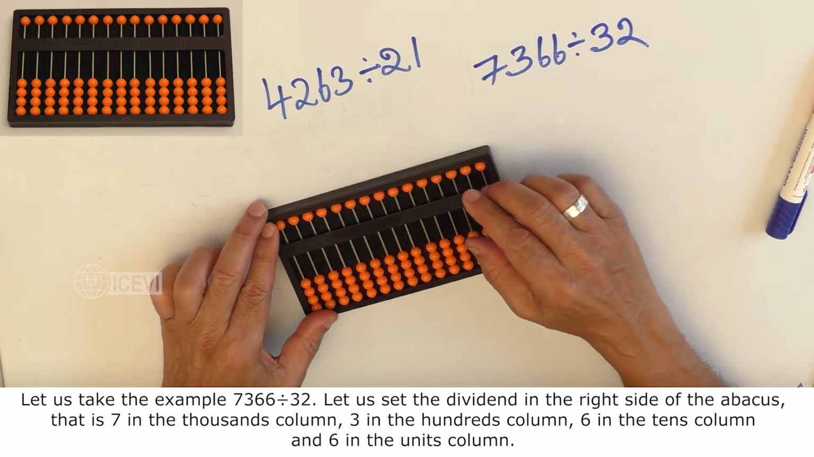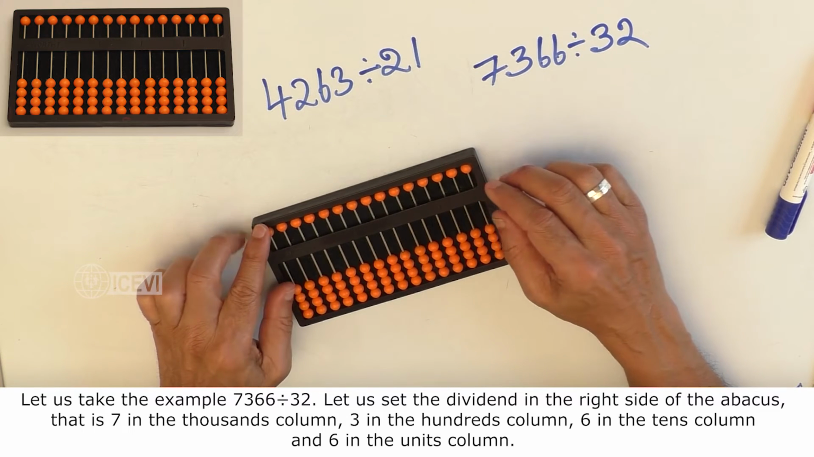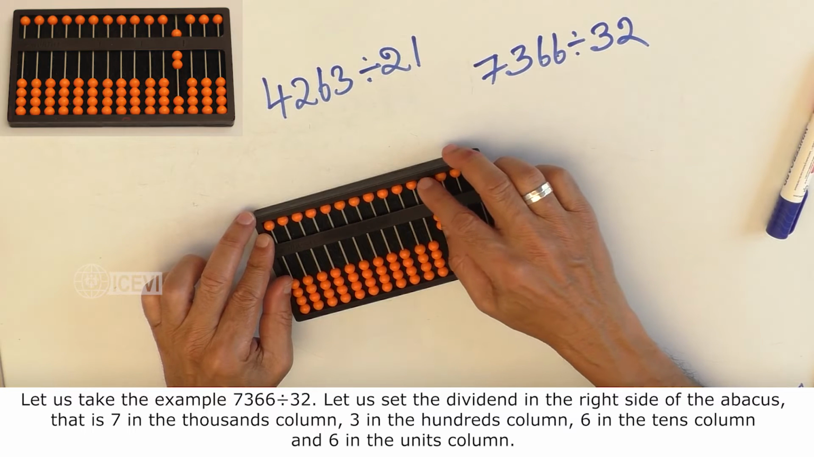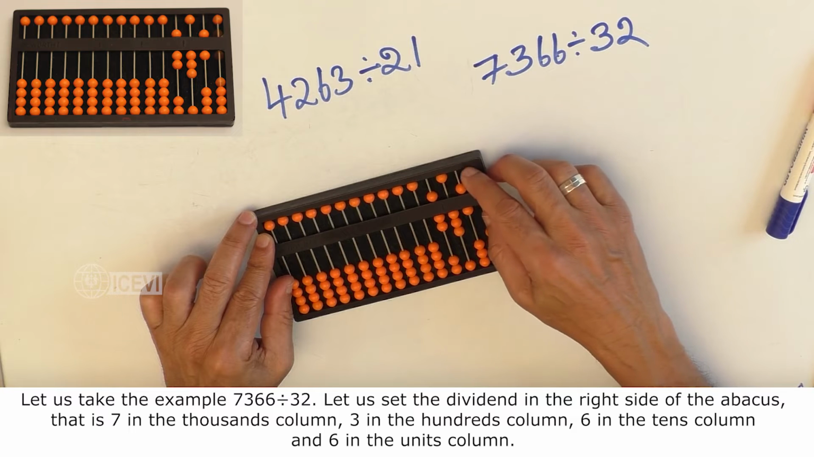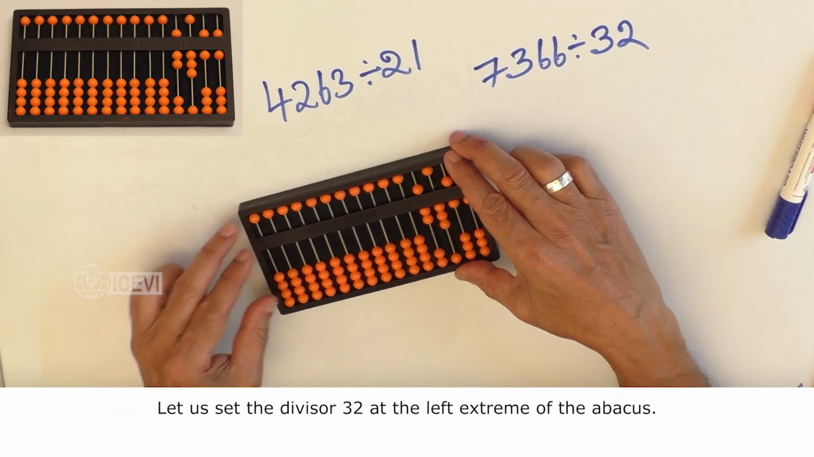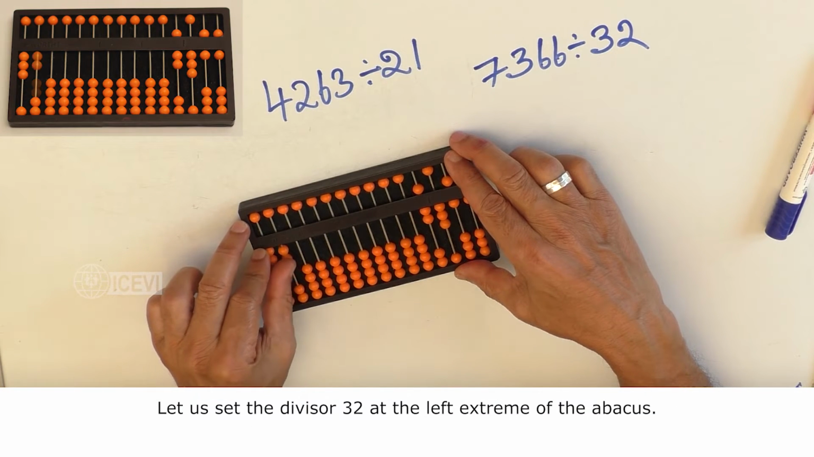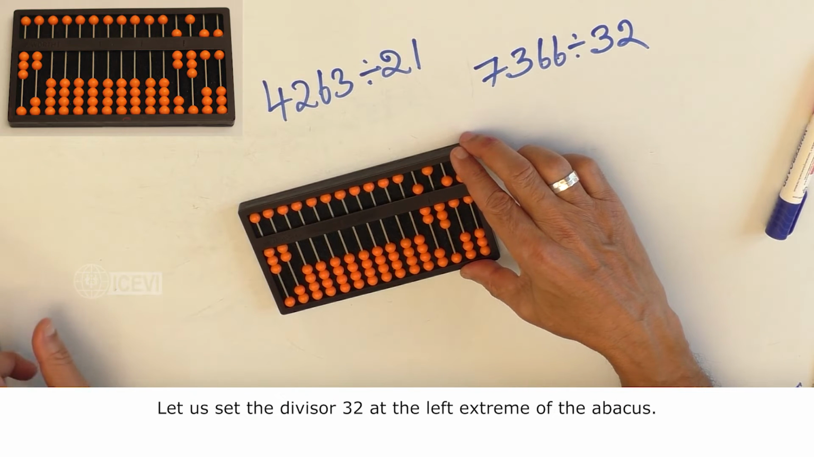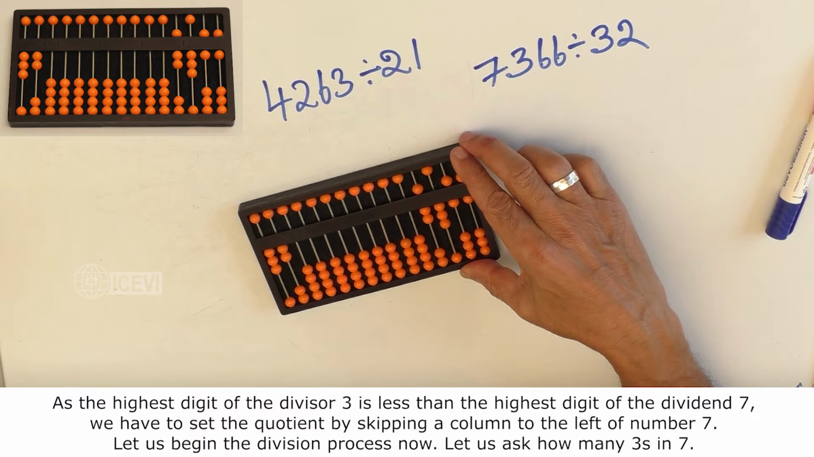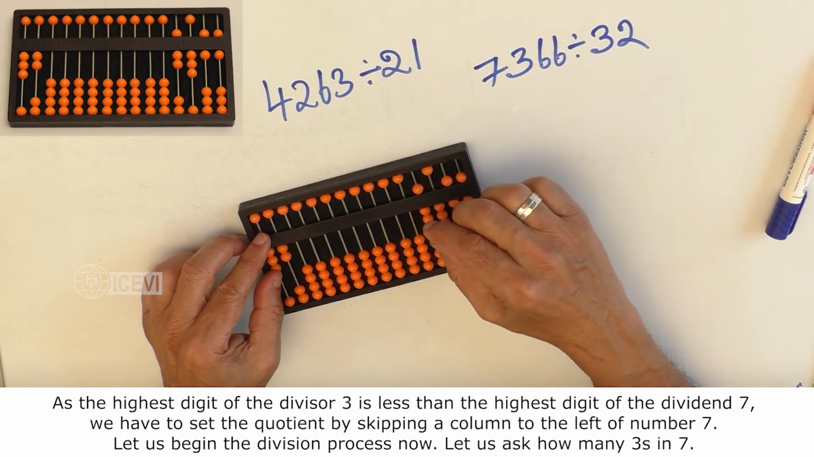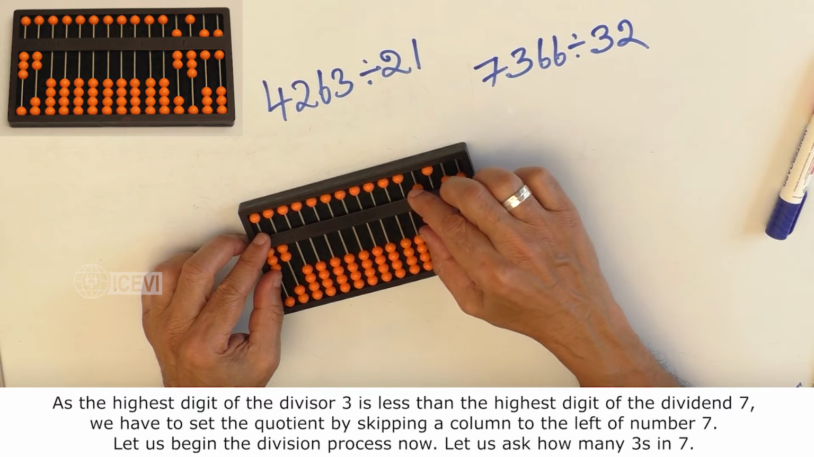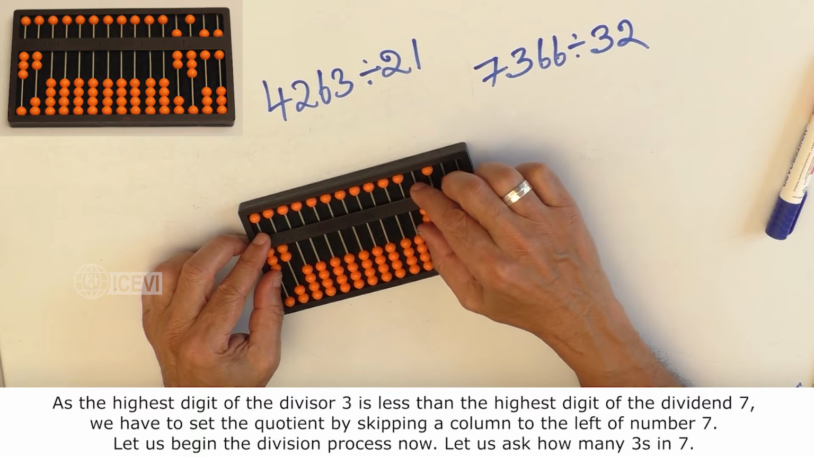Let us set the dividend on the right side of the abacus, that is 7 in the thousands column, 3 in the hundreds column, 6 in the tens column, and 6 in the units column. Let us set the divisor 32 at the extreme left of the abacus. As the highest digit of the divisor, 3, is less than the highest digit of the dividend, 7, we have to set the quotient by skipping a column to the left of the number 7. Let us begin the division process now.